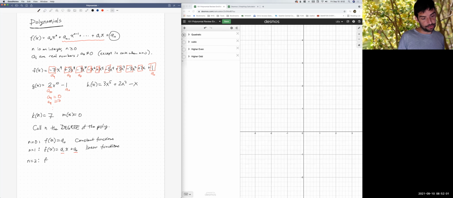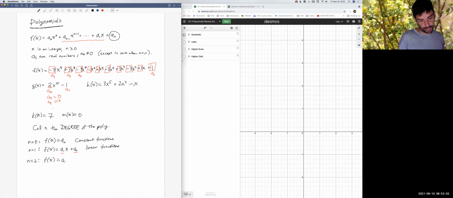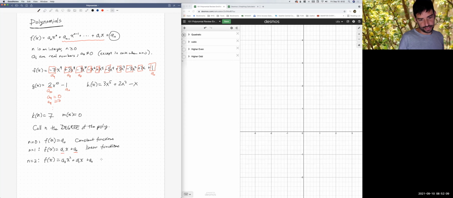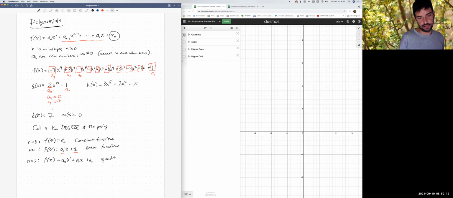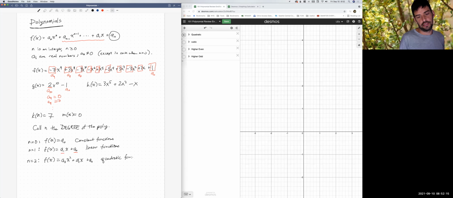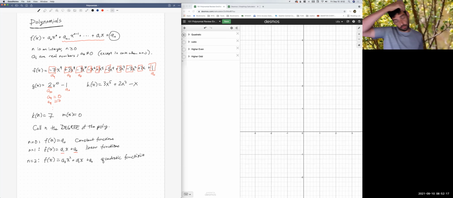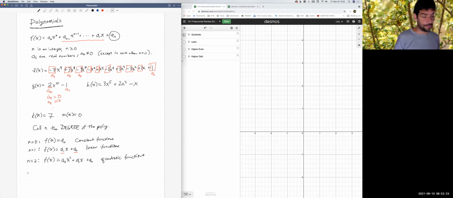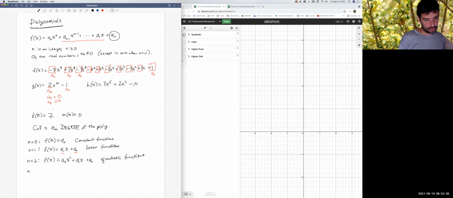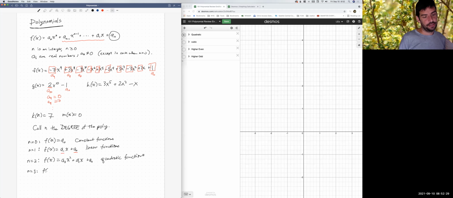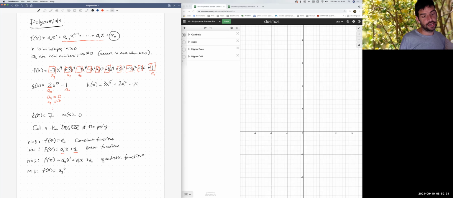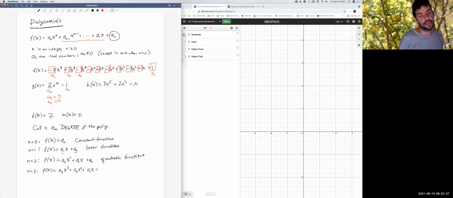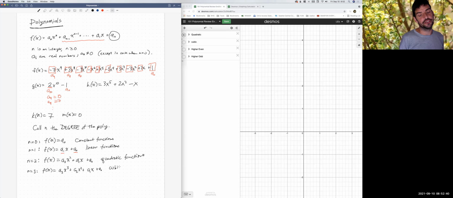When we increase to n equals 2, we get a2x squared plus a1x plus a0, and these are our quadratic functions. Again, we recognize this as the same form as what we looked at last time. Let's just do one more. N equals 3. Cubic functions: a3x cubed plus a2x squared plus a1x plus a0. These are our cubic functions. And we can keep going.